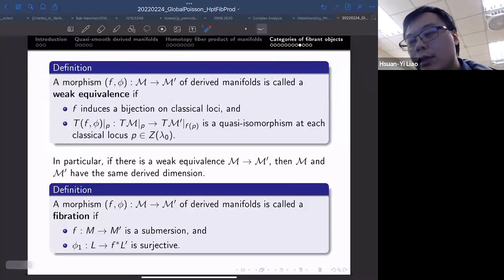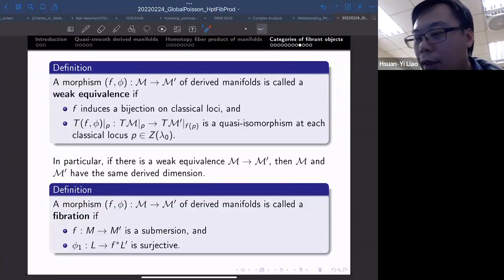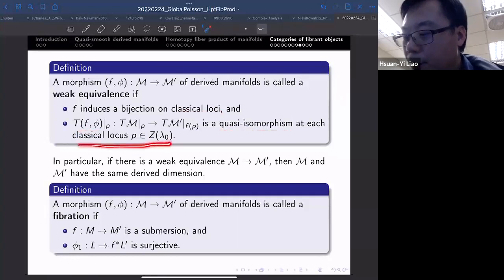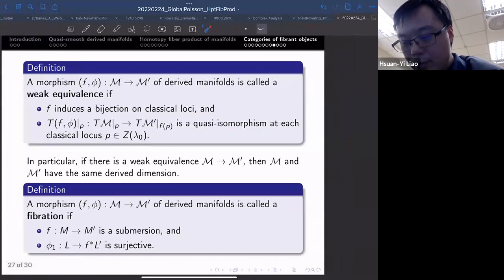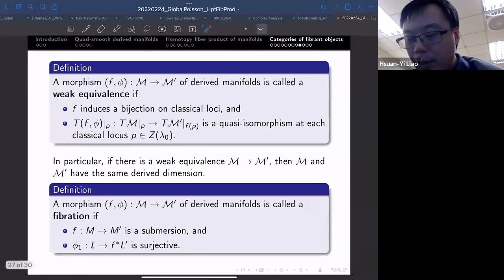And weak equivalence just means what I said in the previous section. It induces a bijection on classical loci, and the tangent map is a quasi-isomorphism for each classical locus. And the fibration means the base map is a submersion. The first map is surjective.